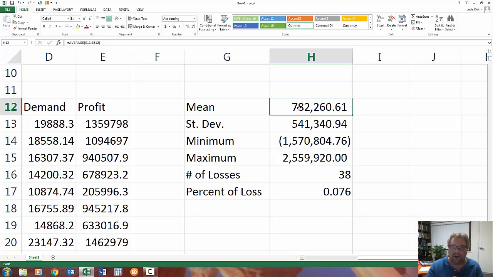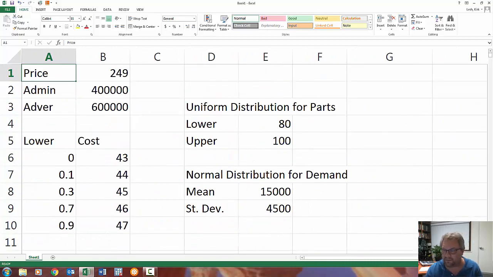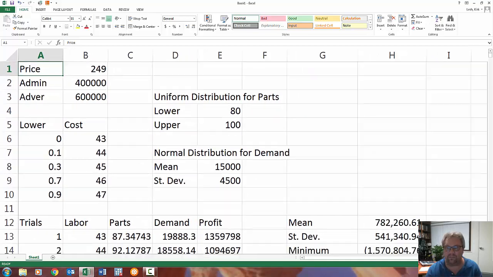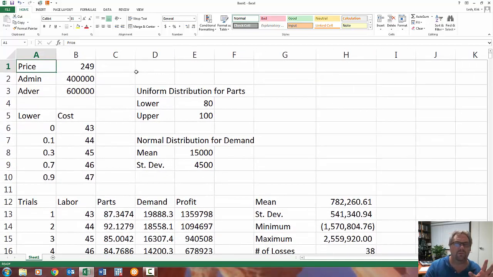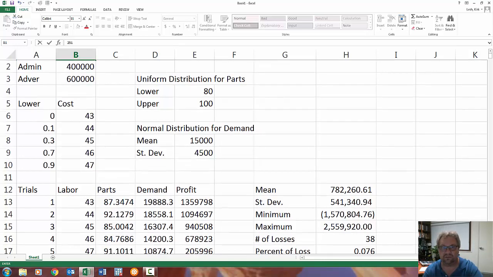All right. And then lastly, just a few, let me back out. Okay. So, I started this by saying, look, you want to keep this as flexible as possible. Well, why? Well, let's say that management comes back and says, oh, let's increase the price to 251. Well, all you have to do is change this to 251 and everything is going to update. So let me just scroll down a bit.